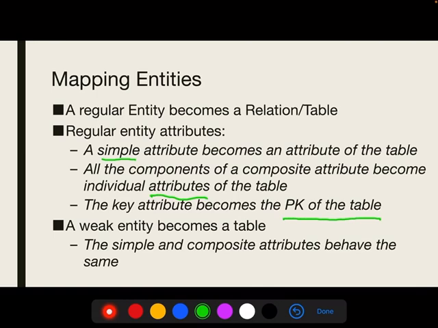Also, derived attributes, if you've decided to store them in your database even though they can be calculated, just become regular attributes of the tables. Also, a weak entity becomes a table, and its simple, composite, and derived attributes become regular attributes. However, its key is a little different, so we'll talk about that when we talk about identifying relationships.